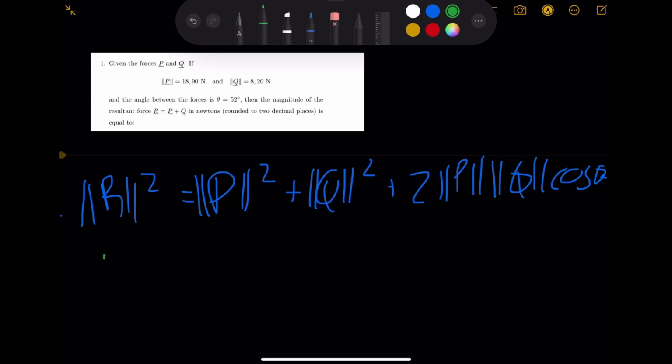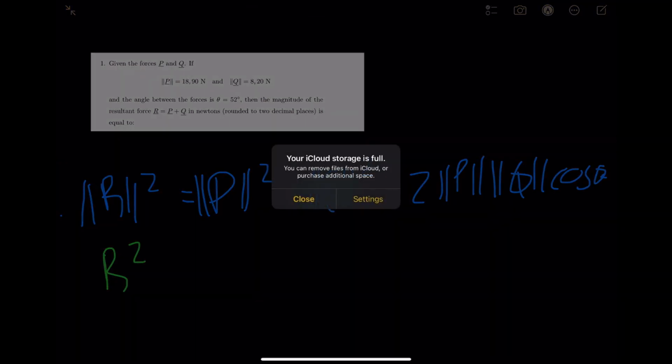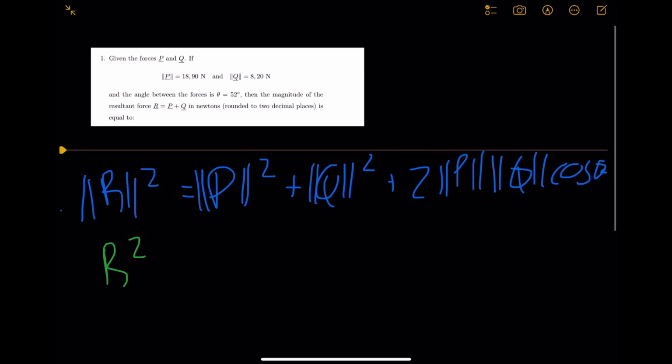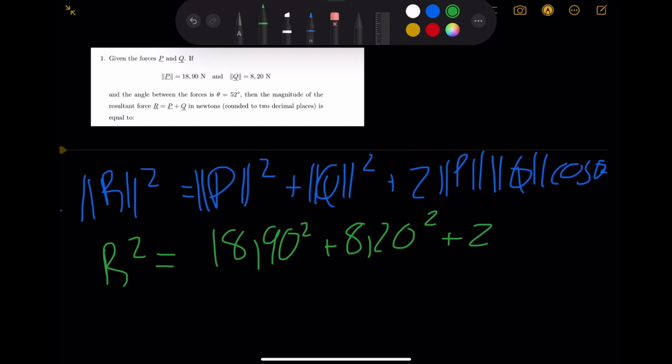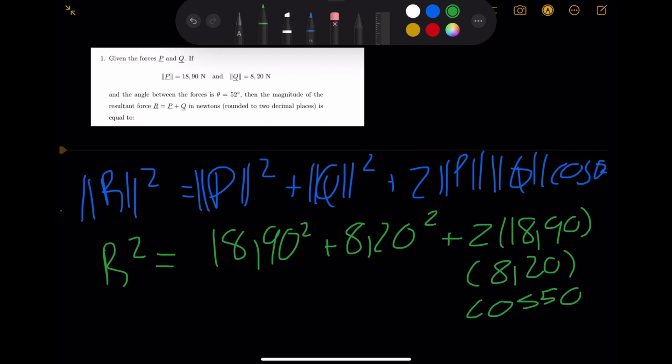So we have R square is equal to 18.90 squared plus 8.20 squared plus 2 multiplied by 18.90 multiplied by 8.20 multiplied by cos of 50 degrees, and then obviously we'll take the square root of this entire thing.